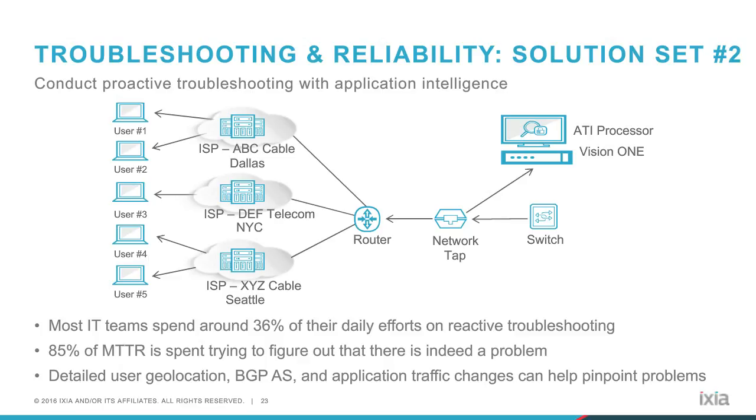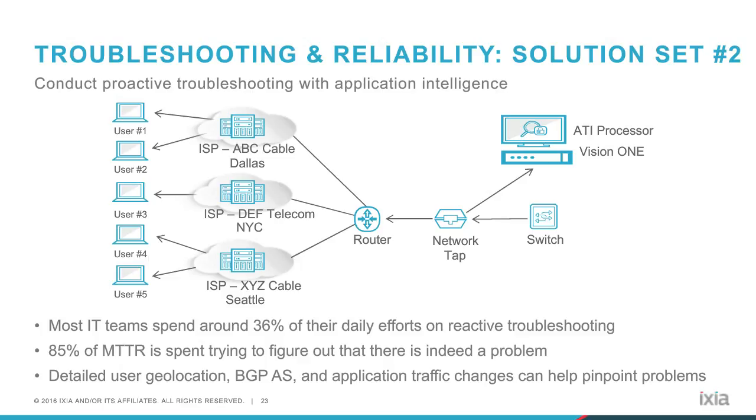The key is to investigate rich metadata that can provide a lot of context about the user's connections to help you quickly isolate issues. With the right network packet broker, you can filter data based on application signature, application bandwidth consumed, geographic location, browser types that are in use, and even device types that are in use.